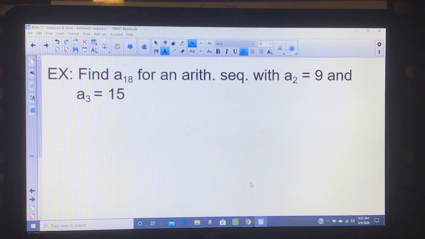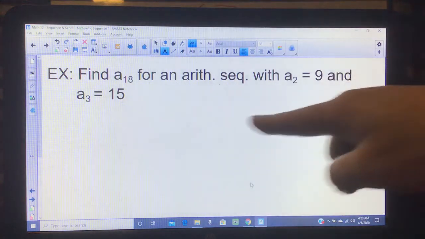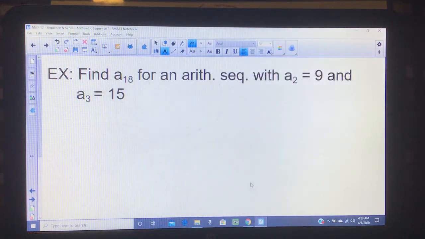So if you want to see if you could figure out yourself what the 18th term is, keep in mind you would need the first term. They didn't give that to you, but you might be able to figure it out. You would need the first term, and you would need the common difference. Now, they did give you two terms that are next to each other, so you should be able to get the common difference from that. If you want to see if you can do it yourself, you can pause the video, try it out, see if you can get A sub 18.